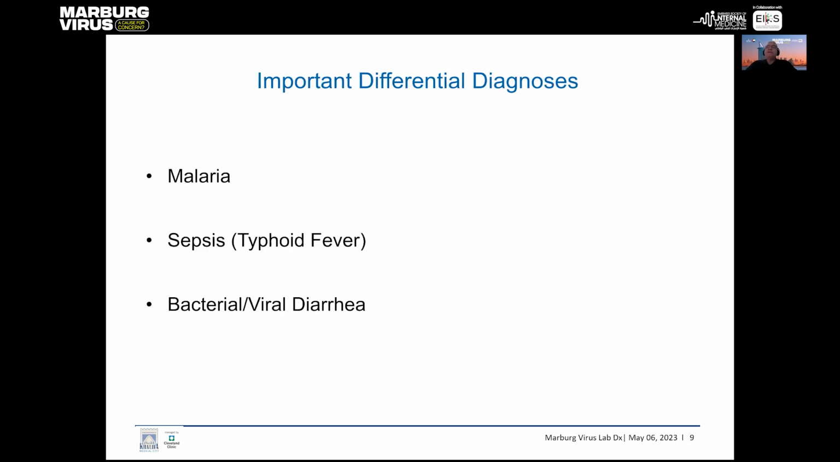As Dr. Fahad also mentioned, there are important differential diagnoses which you need to consider, because it's sometimes impossible to separate them. So whenever you have the suspicion of viral hemorrhagic fever, you must look at least for malaria, things like typhoid fever, and causes for bacterial and viral diarrhea.